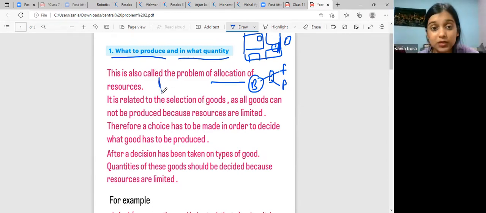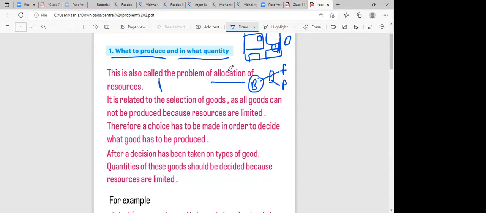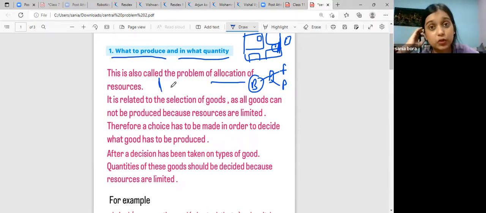You have to remember this first line. For every problem, there is a name, right? So, problem of allocation of resources. Sometimes you get the question, explain the problem of allocation of resources, right? So at that moment, you must be wondering, oh my God, what is that? We heard about only 3 problems, what to produce, how to produce, right? So you have to remember the alternate name as well.